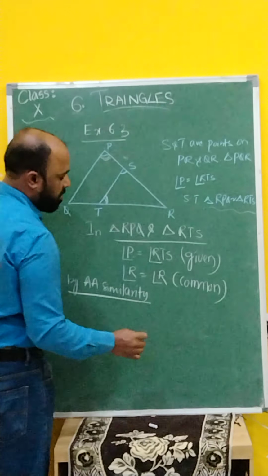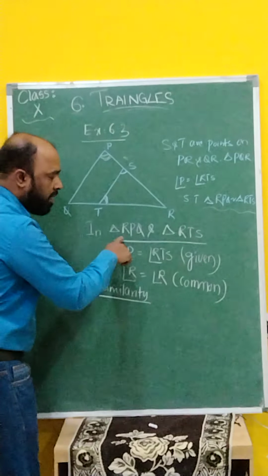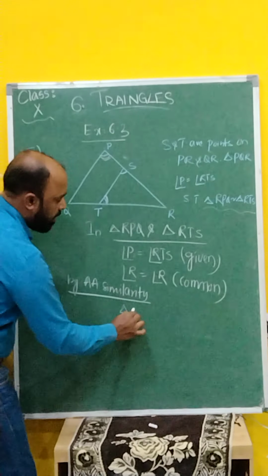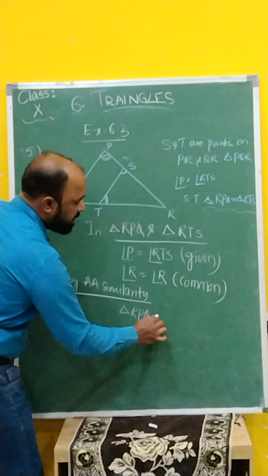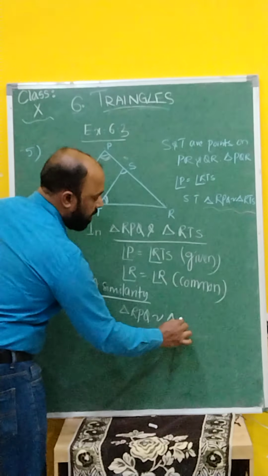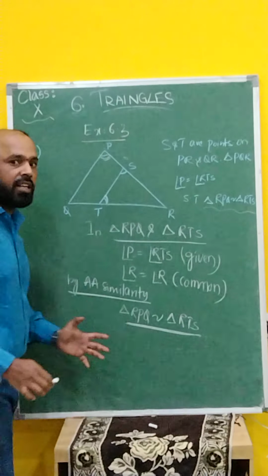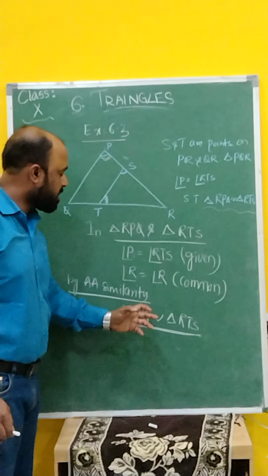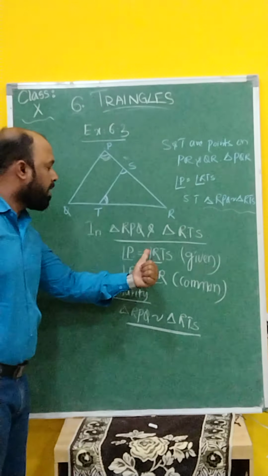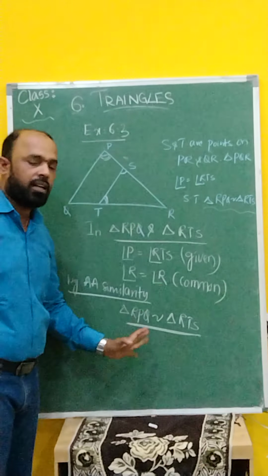By AA similarity. What is selected here? Triangle RPQ is similar to triangle RTS. This is the answer. Clear, children? I hope everyone is understanding. This one, it's a very simple thing. Using AA similarity, both the triangles are similar.